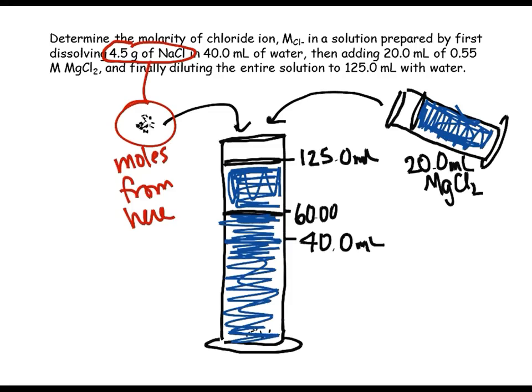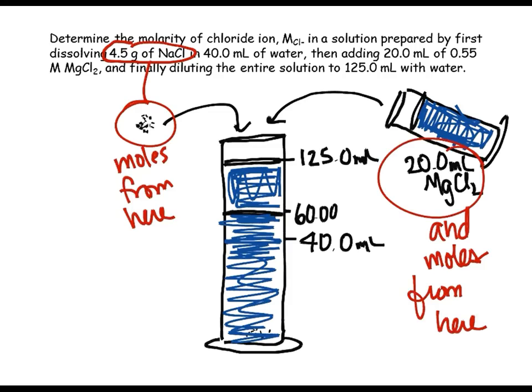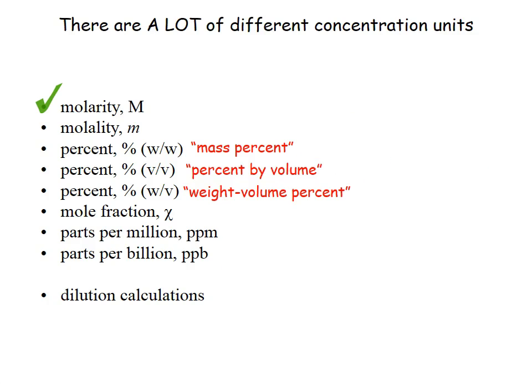And so it's that final volume that really matters in the denominator of our formula. So sometimes it helps people to visualize what's happening, right? We have moles from sodium chloride, we have some moles from magnesium chloride. We have to add those together in the numerator, and then we divide by the final volume, which is 125 milliliters. Okay, so we're going to check off molarity, and then we're going to move on to molality, which is probably new, but it's pretty important for this chapter.